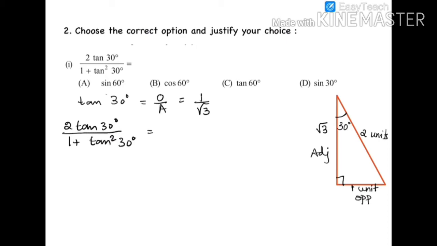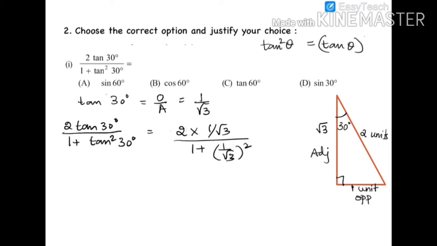So 2 tan 30 degrees divided by 1 plus tan square 30 degrees is equal to, substituting value of tan 30 degrees, we get 2 into 1 upon root 3 divided by 1 plus 1 upon root 3 square. Now recall, we have learnt that tan square theta is same as tan theta whole square. The square over here means it is the square of the ratio that is represented by tan theta. So I have squared the ratio given by tan 30 degrees.